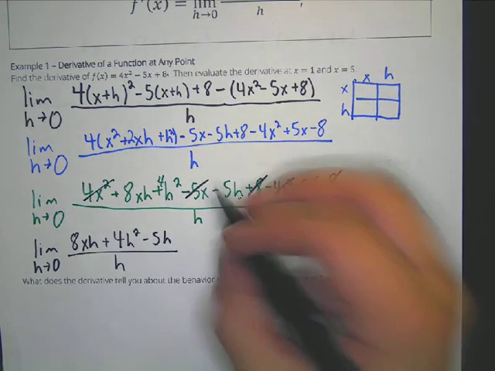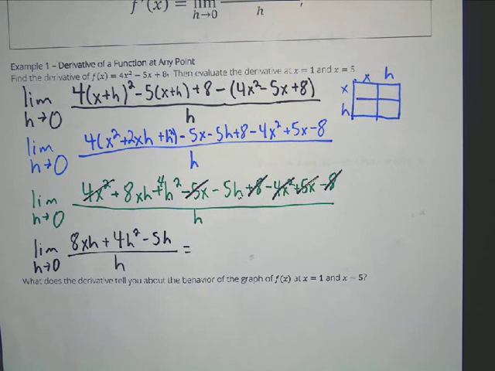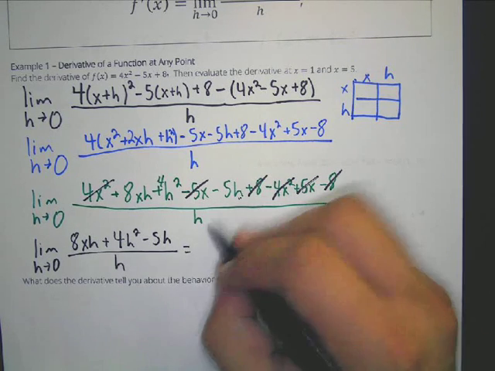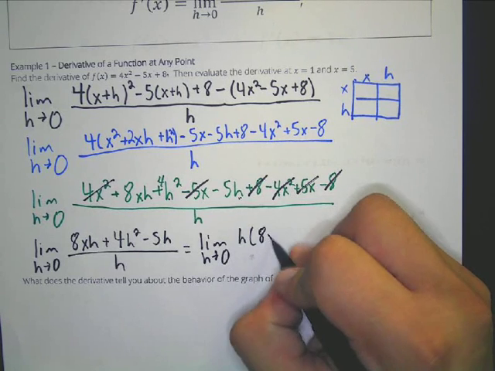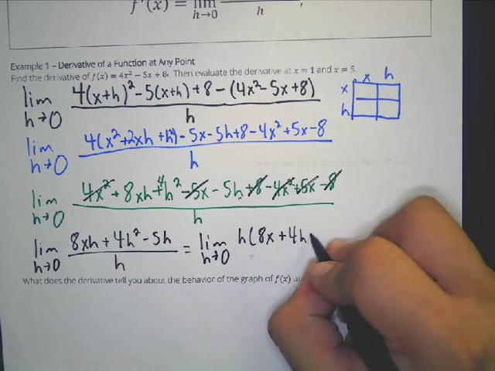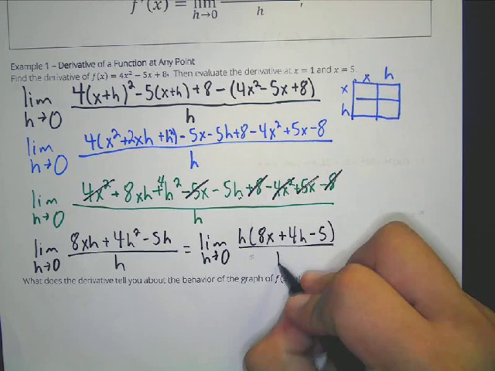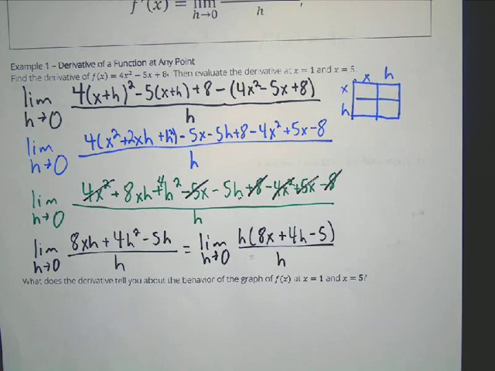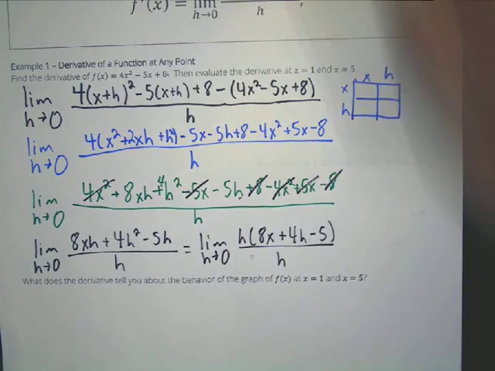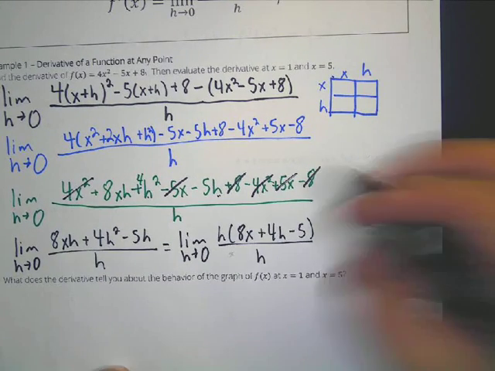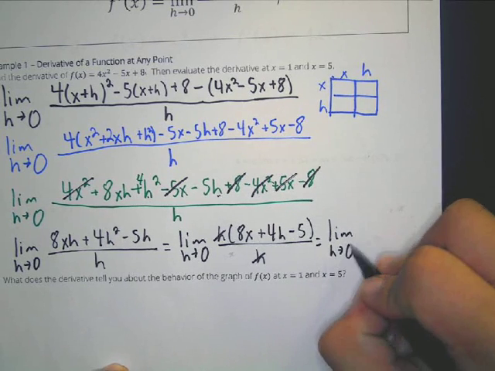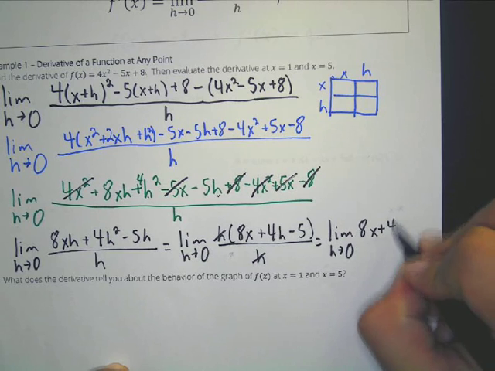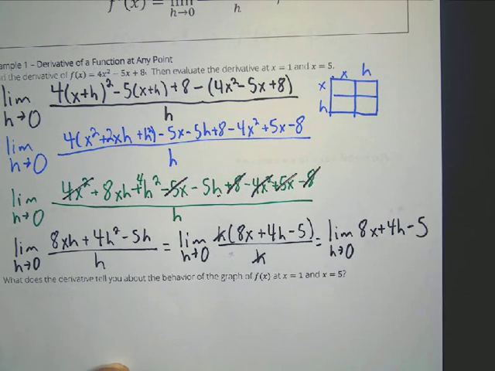Anybody know the next step here? Yeah, you want to factor out the common h in the numerator. So you want to factor that out. 8x plus 4h minus 5 over h. What happens to those h's? They go away, they cancel. And you're left with the limit as h approaches 0 of 8x plus 4h minus 5.